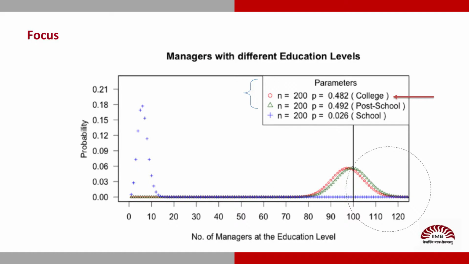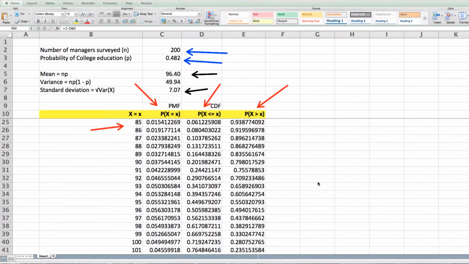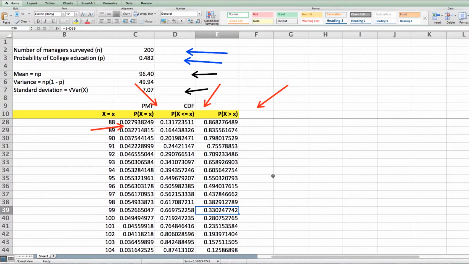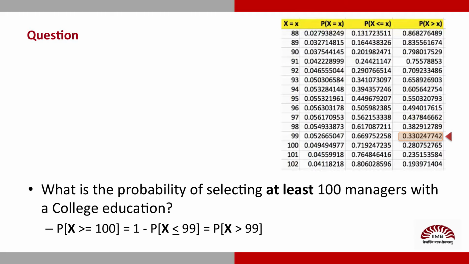This is how the PMFs look for a fixed n equal to 200 and different values of p. We must focus on the reds past the line at 100. We need to figure out what the probability of at least 100 managers with a college education is. And this is the cell we should be looking at. That's 0.33, meaning the probability of managers with college education exceeding 99, which means starts at 100 and goes over, is 1 in 3. That's theoretically speaking.